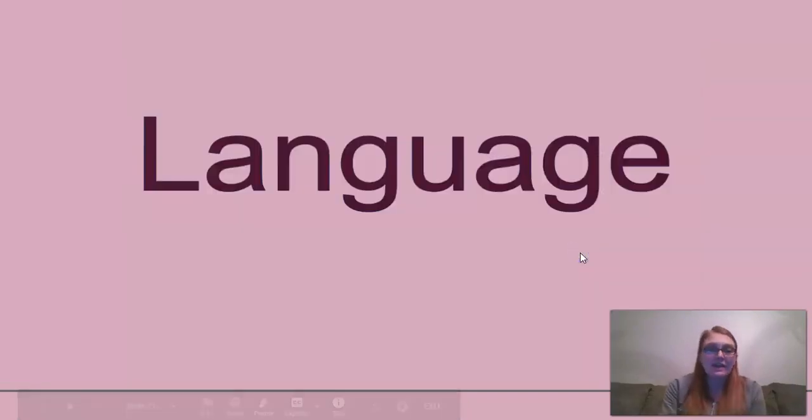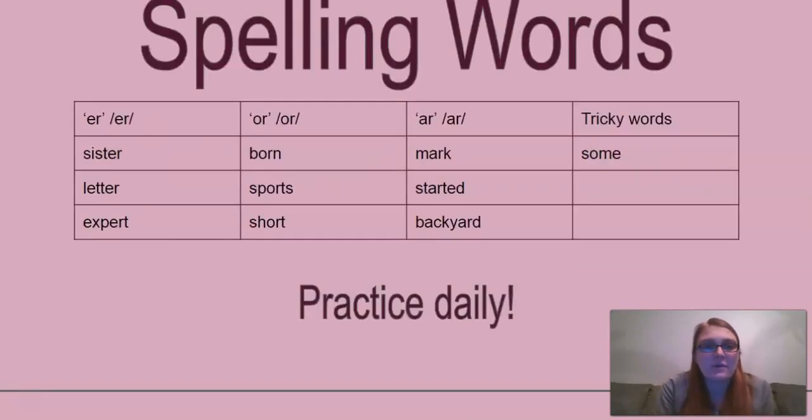Okay, and to end our lesson, our language portion, our new spelling words. We have 3 words in each category. ER: sister, letter, and expert. OR: born, sports, and short. AR: mark, started, and backyard. And tricky word, some. Make sure you practice your spelling words daily, and good luck.